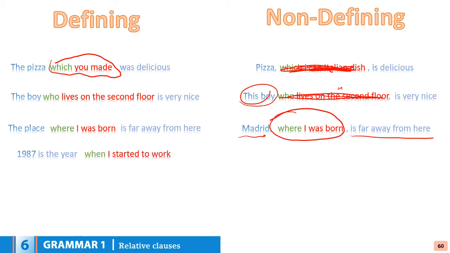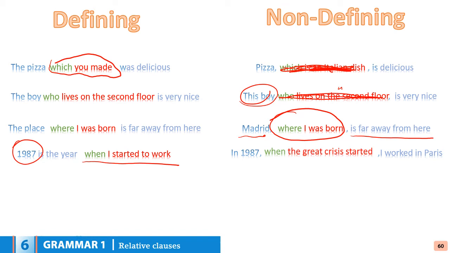1987 is the year when I started to work. So, I started with 1987, but you don't know the reason why. And here's the reason why I say 1987. In 1987, I worked in Paris. Okay, I get it, I understand it. And here's my extra information. In 1987, when the Great Crisis started, I worked in Paris.